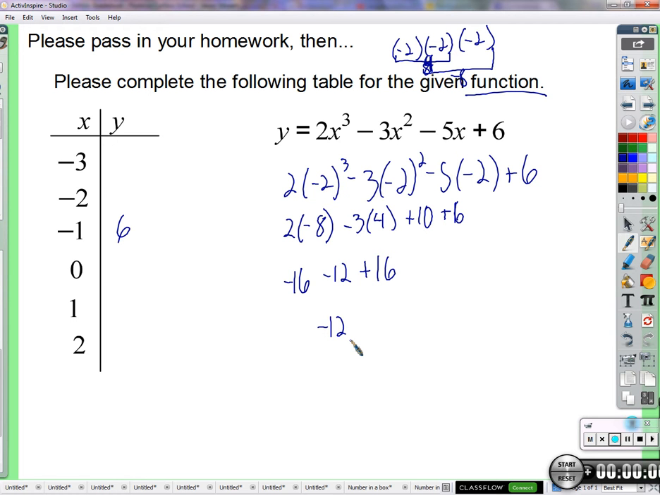Negative 12. Wait, for which one? It's negative 2. Which one are we doing again? Negative 2. Okay. So from the negative 16 minus 12 plus 16, when you get negative 16 plus negative 12, you're going to have negative 28, which gives you negative 2 left over. Where did you guys go wrong? So why is that 28? Come on. No, actually, it's going to be like.